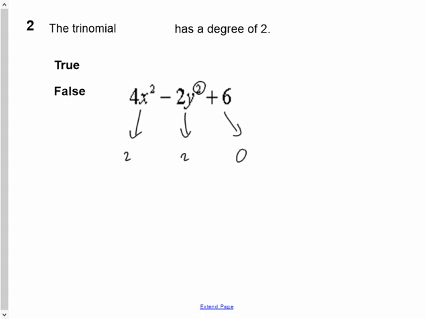If you look at the degrees of all three terms, the highest degree is a tie at 2. The degree of the polynomial is determined by the highest term's degree, so it's true. The entire trinomial has a degree of 2. Now on a test, I might say something like has a degree of 4, and some people will get tricked into thinking that you add up all the exponents within the entire trinomial, but that would be a false answer if I did that.